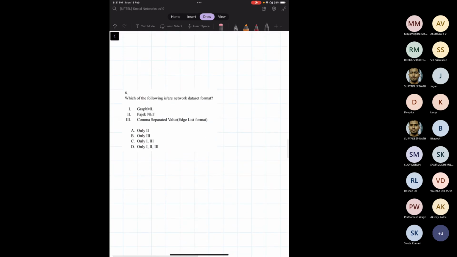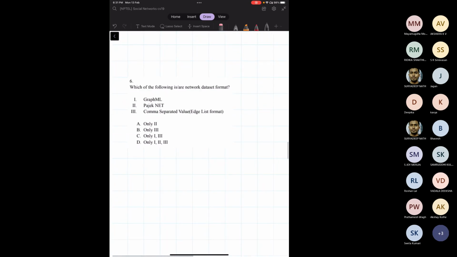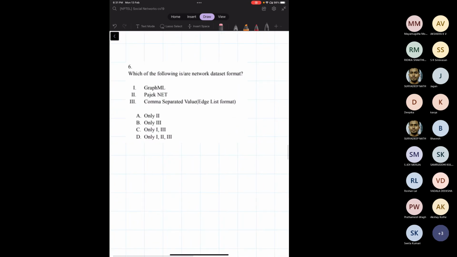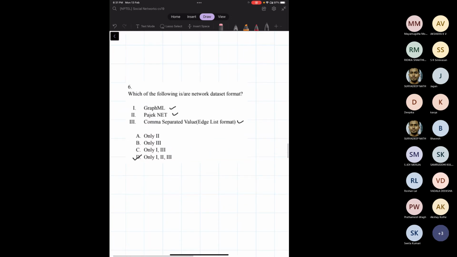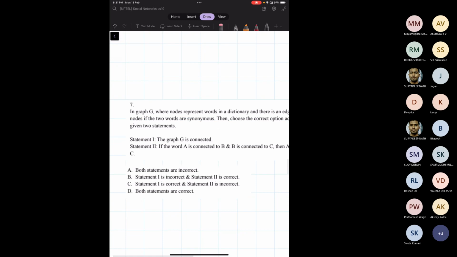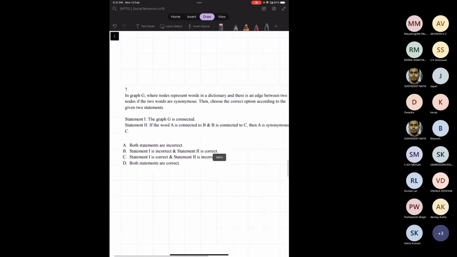Question number 6. Which of the following is or are network dataset formats? You have GraphML, Pajek net, and CSV, or comma separated values. As we know, all three are dataset formats. So the right answer would be 1, 2, and 3. All of them are valid network dataset formats. So there is nothing much to discuss in question 6. Let us move on to question 7.